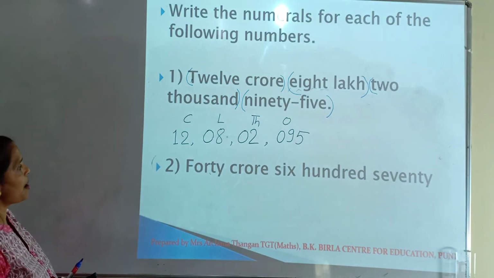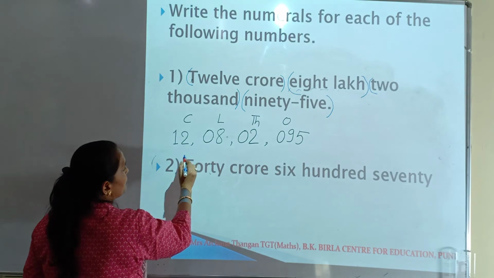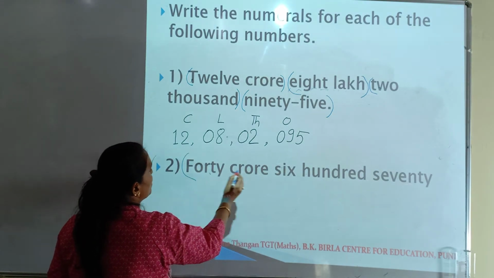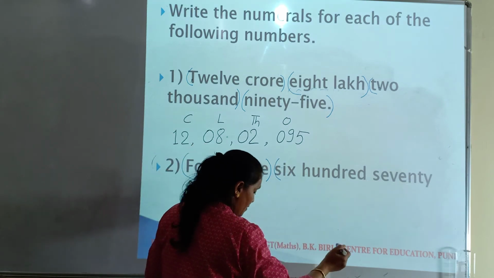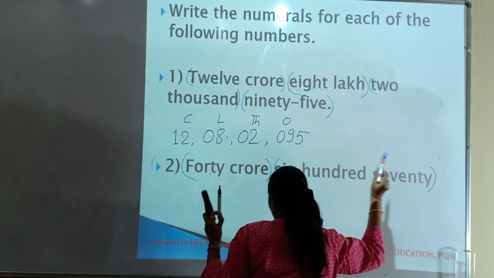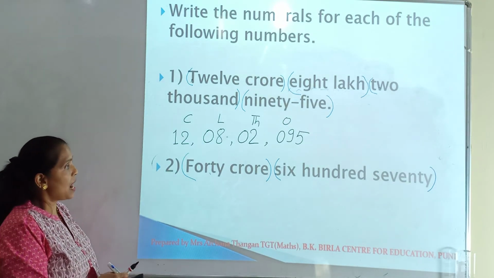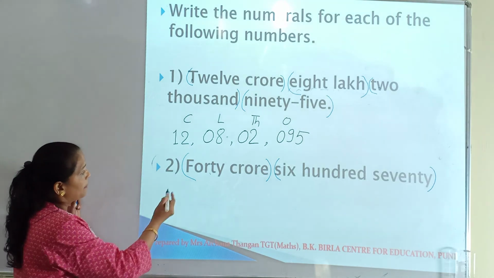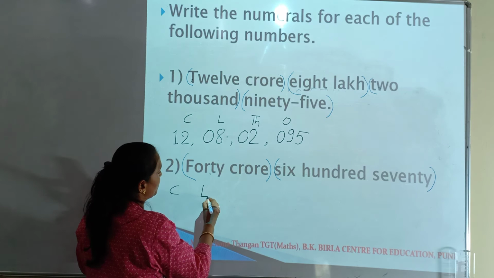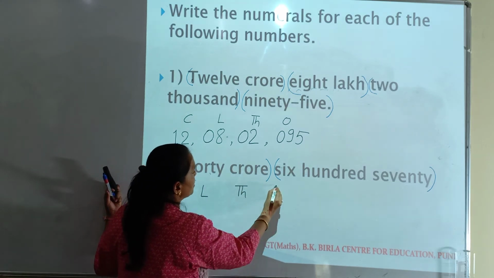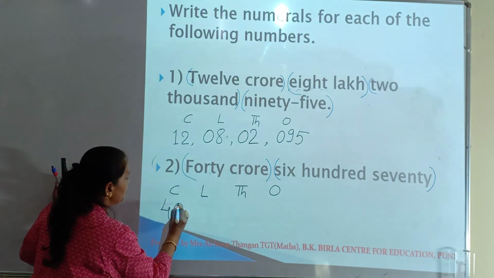Let's try one more example. Here 40 crore. 40 crore, this is the first group. And 670. Here are only 2 groups, but we need to write this number in 4 groups. How to write? Let's try. 40 crore. This is the crore period, lakh period, 1000 period, and this is the ones period. This is 40 crore.